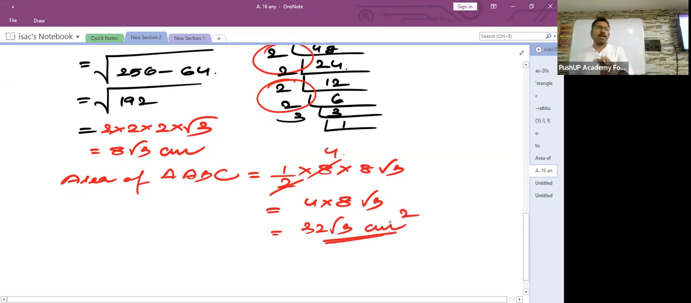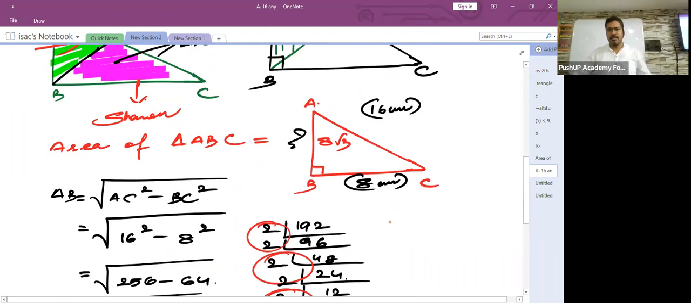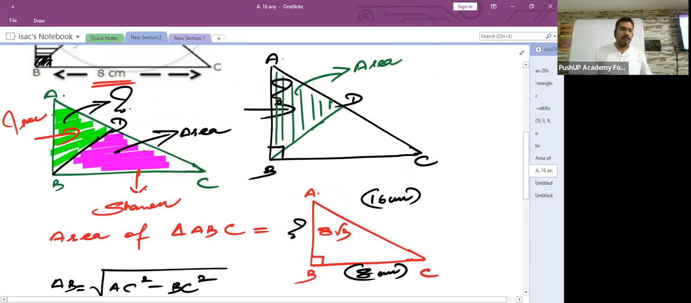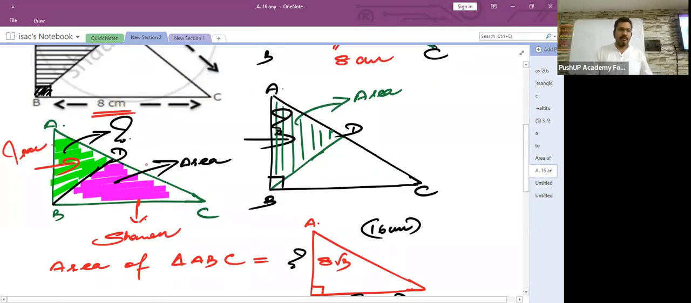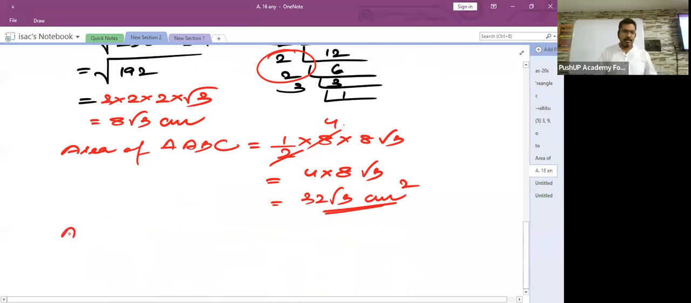Just leave the value as it is. Don't try to multiply it with 1.732. We will do it later, children. So as of now, we have found the area of triangle ABC. Now let us find the area of triangle BDC, which is shown as eaten. Area of triangle BDC. Equilateral triangle. What is the formula, Rehan?